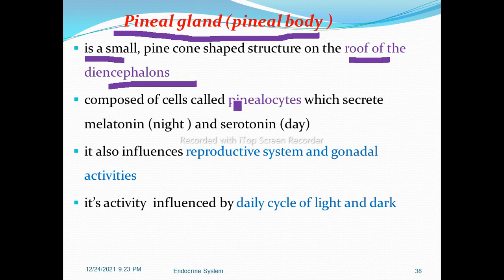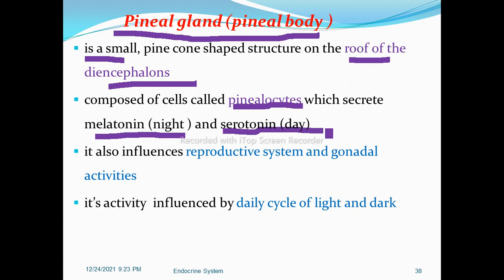The pineal gland contains cells known as pinealocytes. Pinealocytes secrete two hormones: melatonin during the night, and serotonin during the day. By the way, the pineal gland is very important for controlling circadian rhythm.